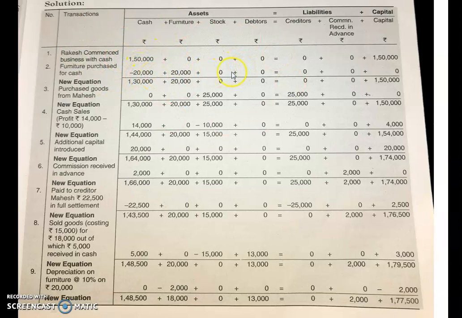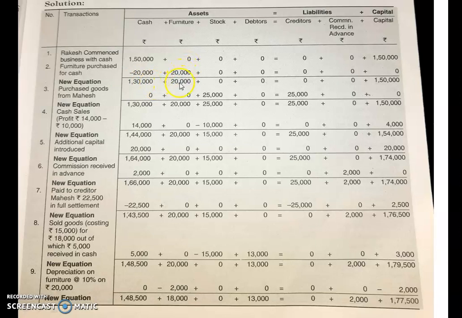Hope you understood. There is no change in liability and capital. It is still zero, but you don't write zeros here because your presentation will not be so neat. So avoid these zeros. Then draw a line, new equation. How will you calculate the new equation? You already have cash of 1,50,000. Out of this, you gave 20,000 for purchase of furniture. Now how much cash balance is left with you? 1,30,000. That you will write over here.